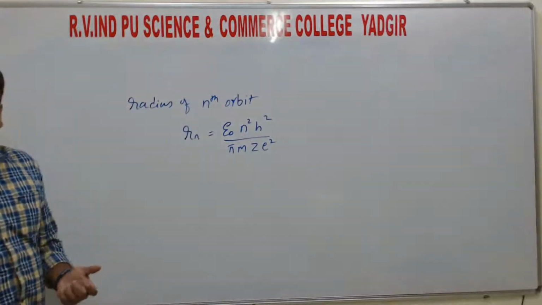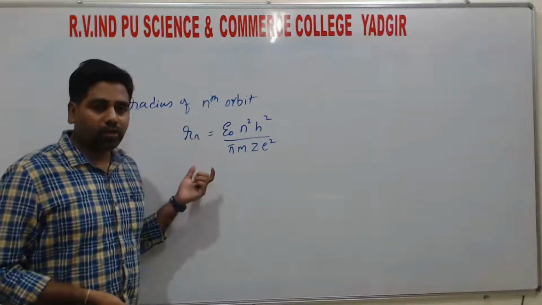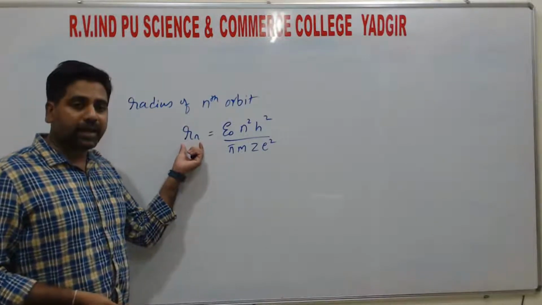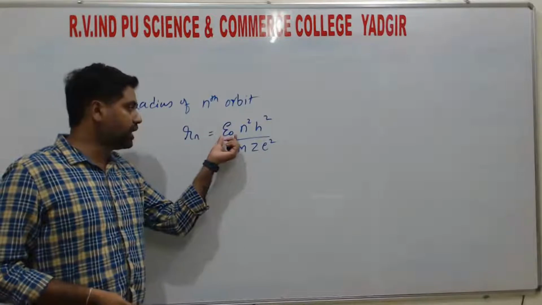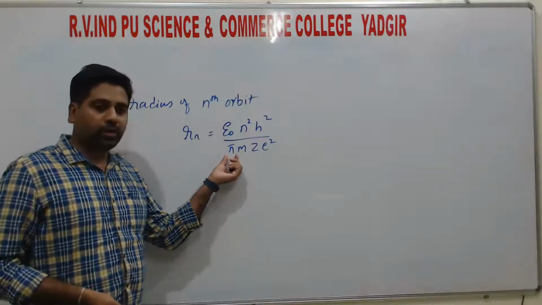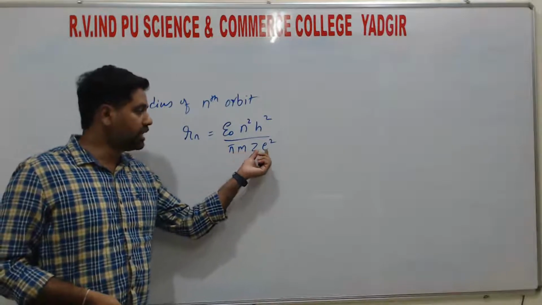That is, in any atom, the radius of the nth orbit is given by Bohr's relation. Rn is the radius of the nth orbit, and that is equal to epsilon naught n square h square divided by pi m Z e square.